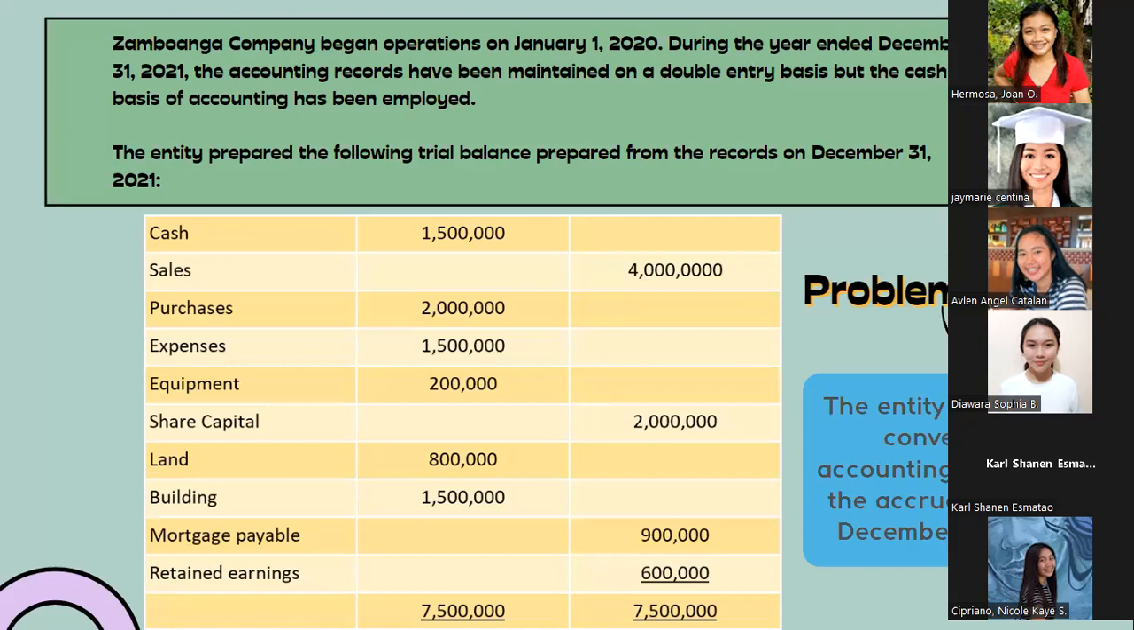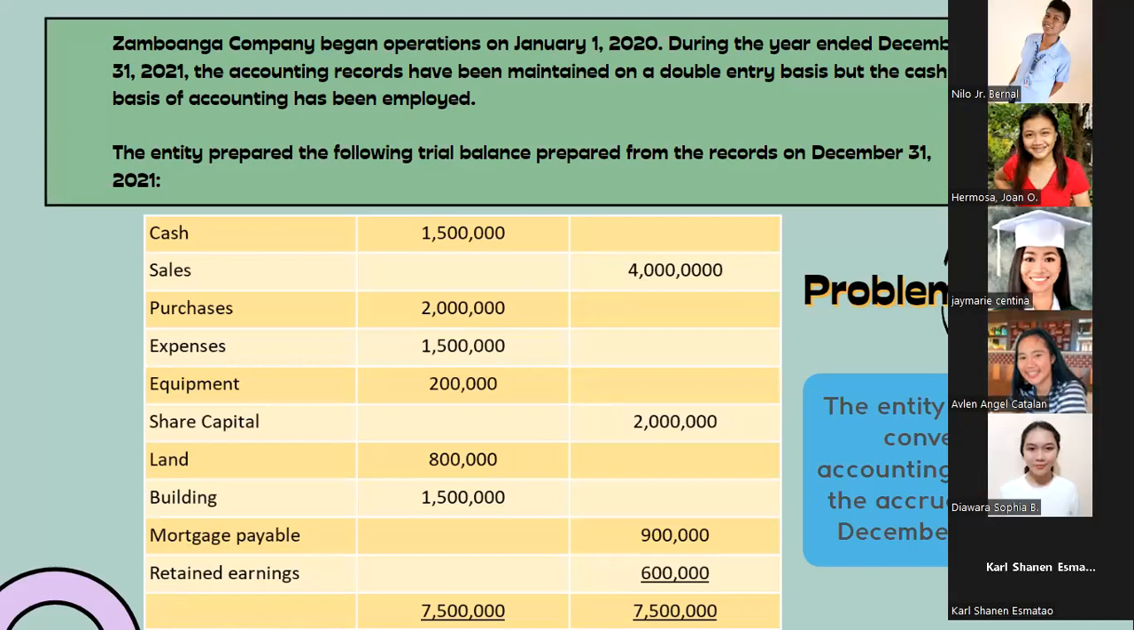We have here cash, 1,500,000, sales, 4 million, purchases, 2 million, expenses, 1,500,000, equipment, 200,000, share capital, 2 million, land, 800,000, building, 1,500,000. Mortgage payable, 900,000, retained earnings, 600,000. The entity decided to convert the accounting records to accrual basis on December 31, 2021.